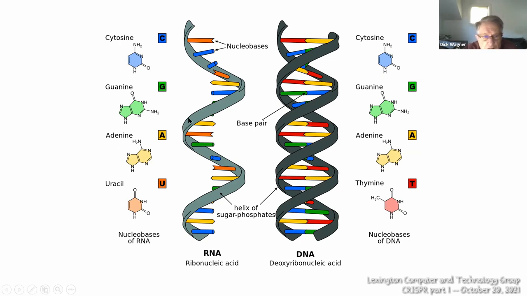RNA, obviously, it also will tend to form a helix, but that helix is different in form than the double helix here. It's much more flexible. And here we have uracil rather than thymine. You can see there's a lot of similarities between the two organically, but they are different.